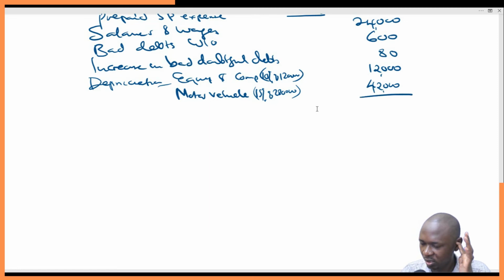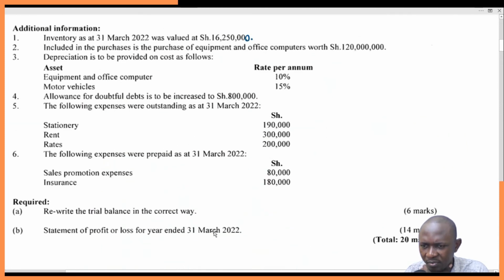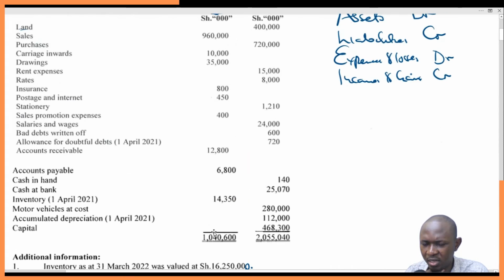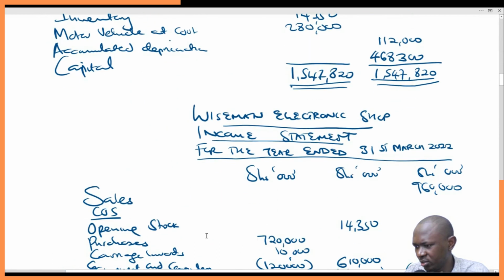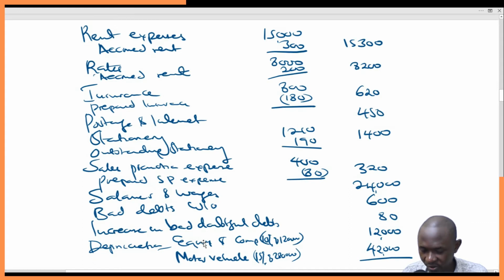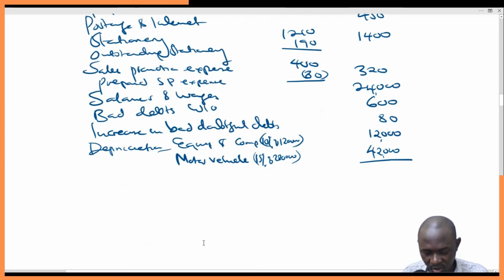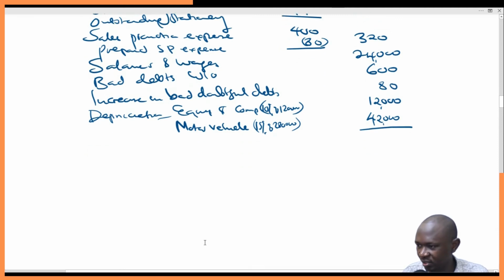Good. I doubt if there's any other thing remaining. So check. I think we've captured everything under the additional information. So let's just get the total and see how it goes. This is 15,300 plus 8,200 plus 620 plus 450 plus 1,400 plus 320 plus 24,000 plus 600 plus 80 plus 12,000 plus 42,000. That gives us 104,970. So this 104,970 will come in the outermost column.